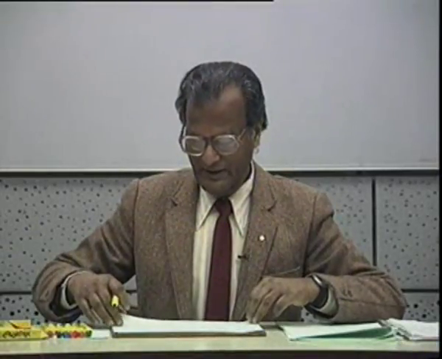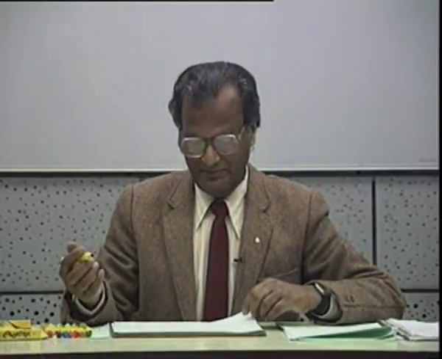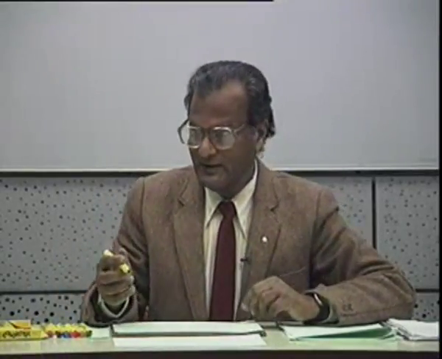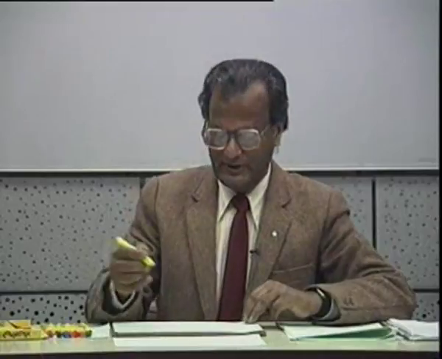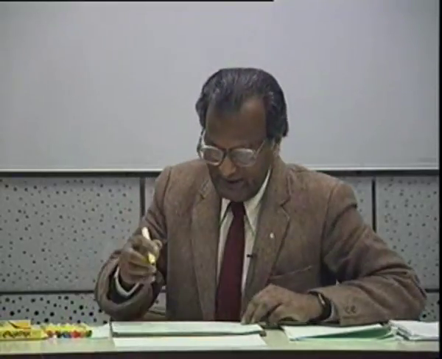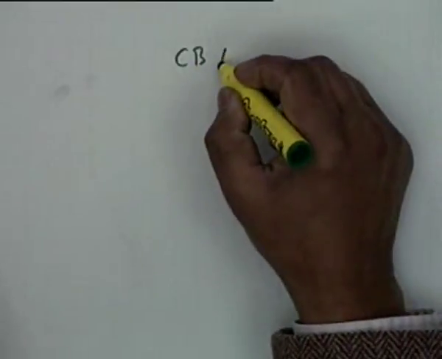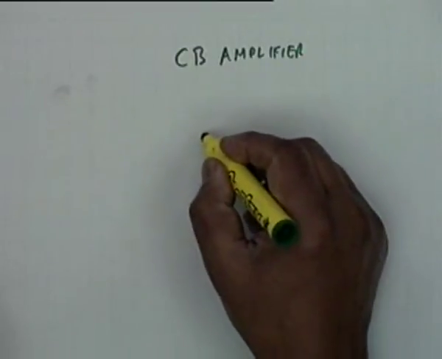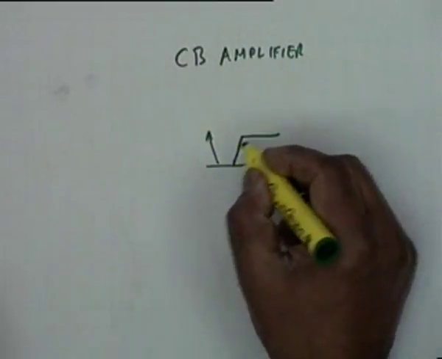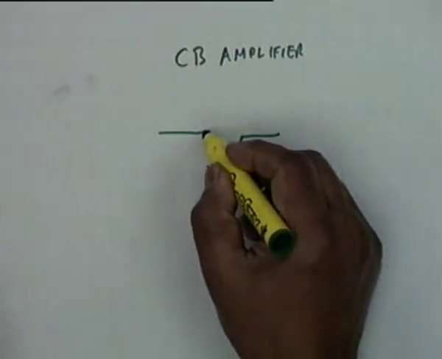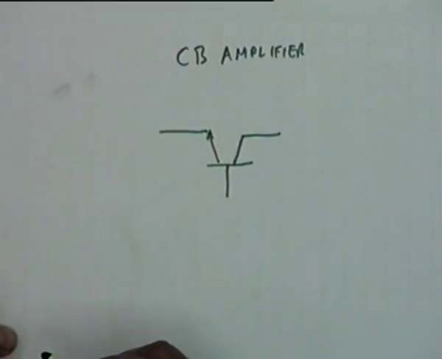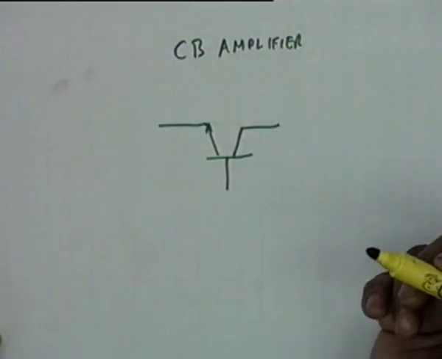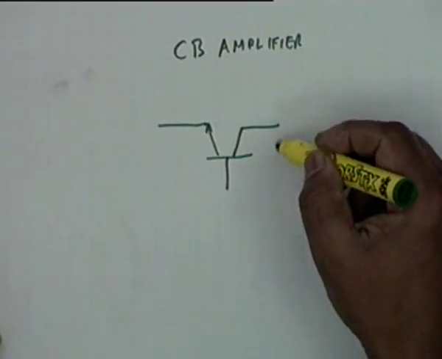Going to talk about common base and common collector amplifiers, midband analysis as usual. The common base amplifier has the base common to both input and output, and the circuit looks like this. You have the transistor, now you draw it in this fashion, because the base is to be common. The input is to be applied between the emitter and the base, and the output is to be taken from the collector to the base.